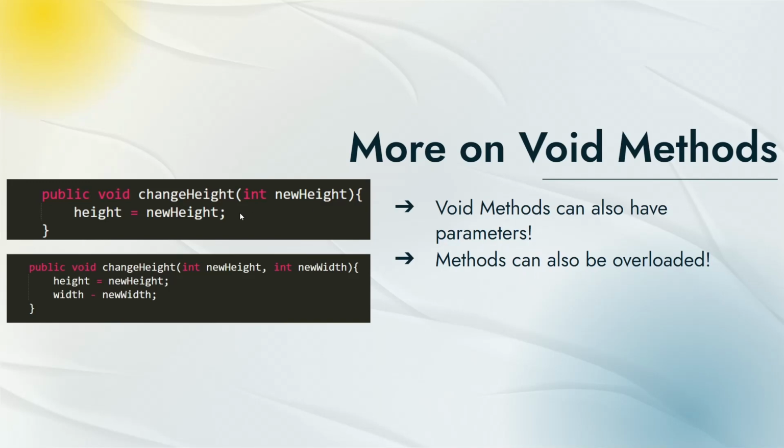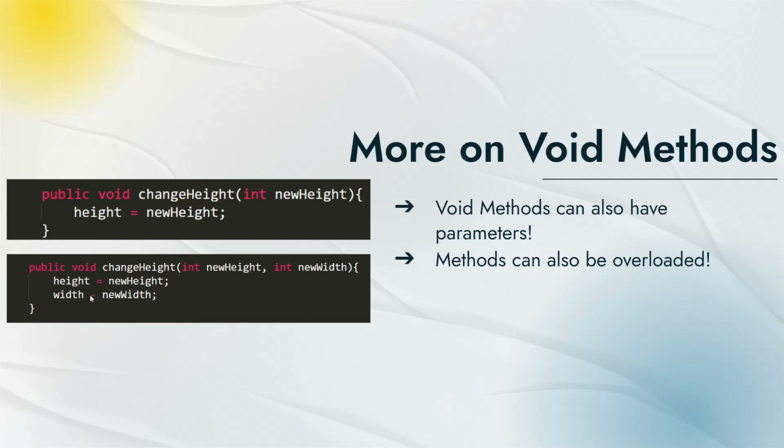So basically in the main method I can say rectangle7.changeHeight, and in parentheses I would say 6. Now rectangle7 has a width of 4 and a height of 6 because I changed it using this method. And methods in this case can also be overloaded. So just like constructors, you can also overload methods and say public void changeHeight, int newHeight, comma, int newWidth, and just change height and width if the user decides to input 2 parameters.